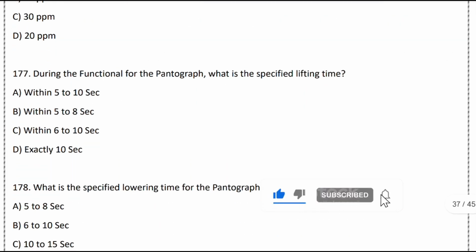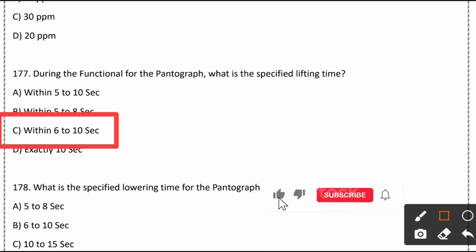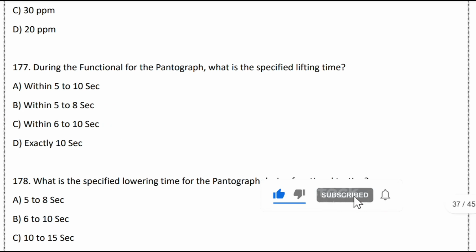177. During the functional test for the pantograph, what is the specified lifting time? A. Within 5 to 10 seconds, B. Within 5 to 8 seconds, C. Within 6 to 10 seconds, D. Exactly 10 seconds. The correct answer is C. Within 6 to 10 seconds.